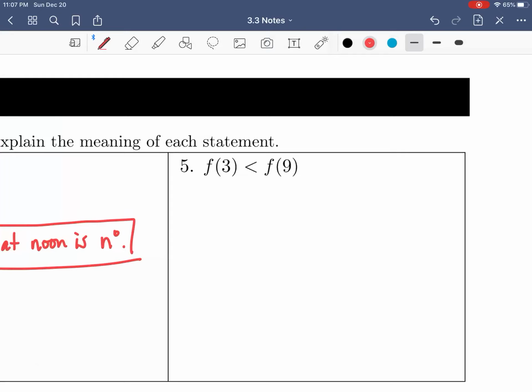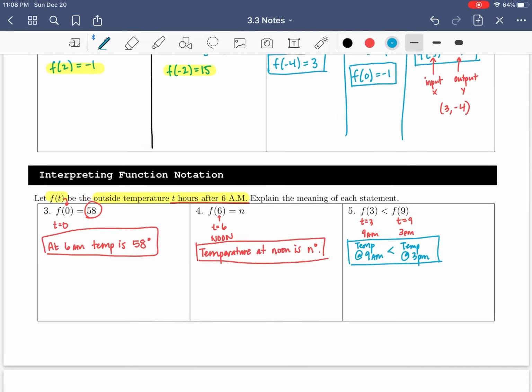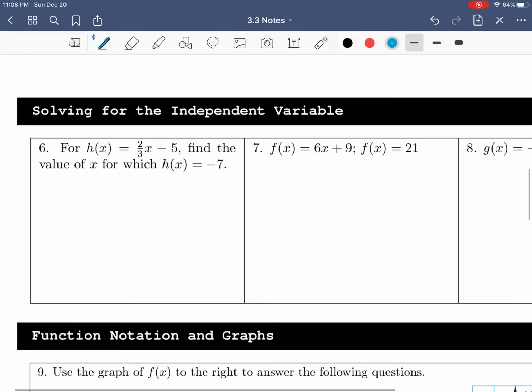Okay, f of 3 is less than f of 9, so we're comparing these. This means t equals 3. This means t equals 9. So 3 hours after 6 a.m. is 9 a.m. And 9 hours after 6 a.m., let's see, so 6 hours is noon, 3 more, so this is 3 p.m. So I think this is saying that the temp at 9 a.m. is less than the temp at 3 p.m., which I can buy. Normally it warms up as the day goes on, so that makes sense. I'll buy that.